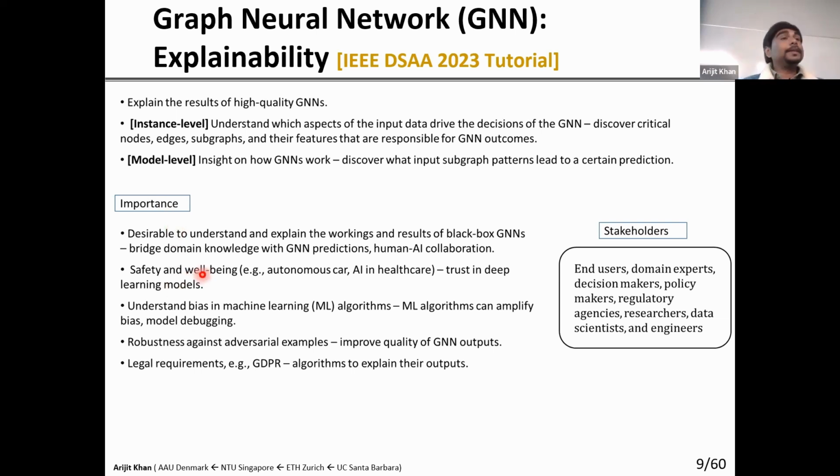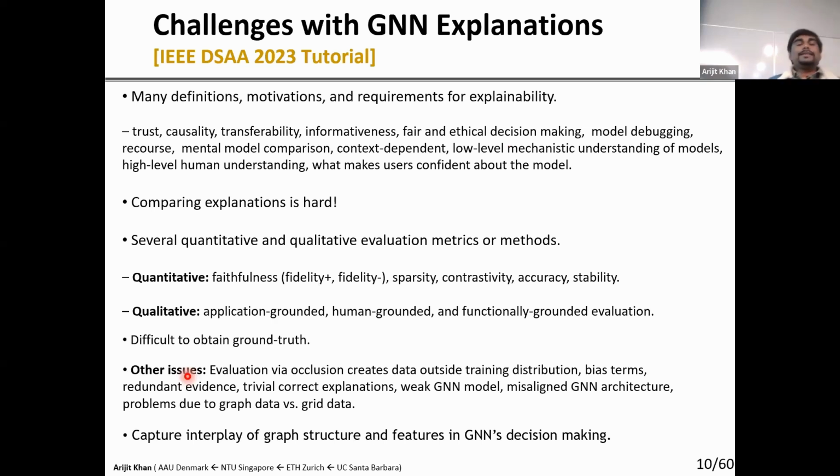And then in many safety critical applications such as autonomous driving, health and Medicare, we want to deploy these models. And before deploying, some trust needs to be built with the domain experts. So we also want to explain these models. And last but not least, in many countries such as in Europe, there are also legal requirements such as GDPR. So you not only need to provide good decisions from your algorithm, but you also need to explain why your algorithm provides such results. So considering all these aspects, explainability of deep neural networks such as GNNs is a very important problem.